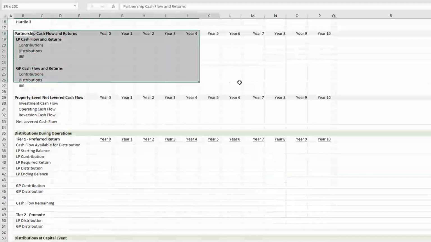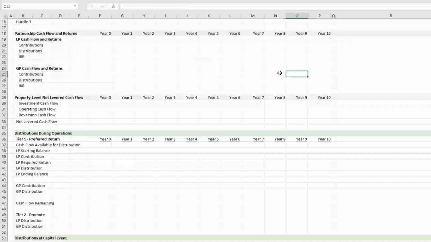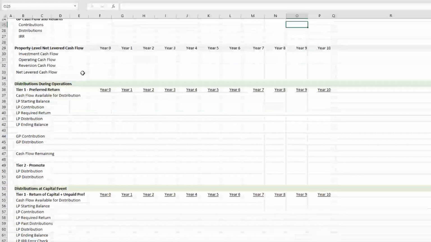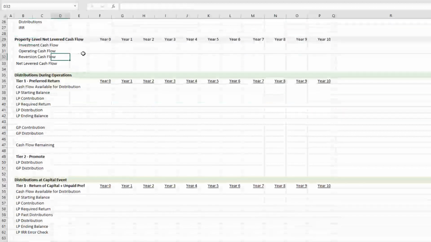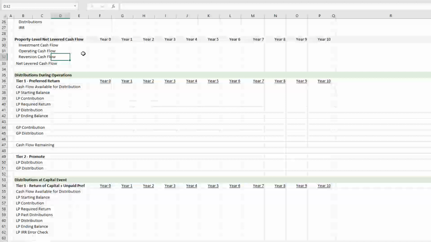Then I have a section here where I'll summarize the partnership cash flows, both to the LP and to the GP, and I'll quickly calculate IRR for each so you can see the difference between the two partners because of the promote. I then have a section where I bring in the property level net levered cash flow. And again, that would be calculated in your property level DCF.